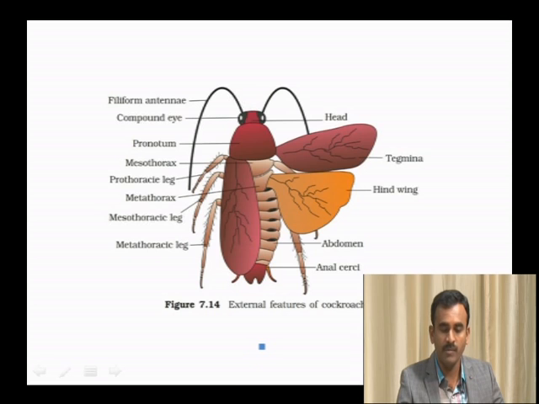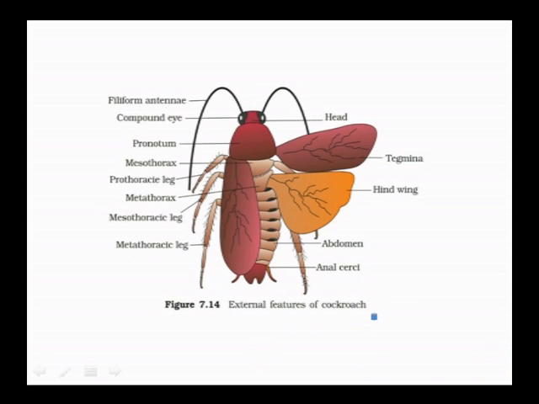Move on to the next animal, which is the cockroach. In the cockroach, we need to learn morphology as well as anatomical structures. First, let us take the external morphological characters of the cockroach. The cockroach consists of three important parts. The body is divided into three regions. Number one, head, the anterior part; middle, the thoracic region; and posterior, the abdomen.